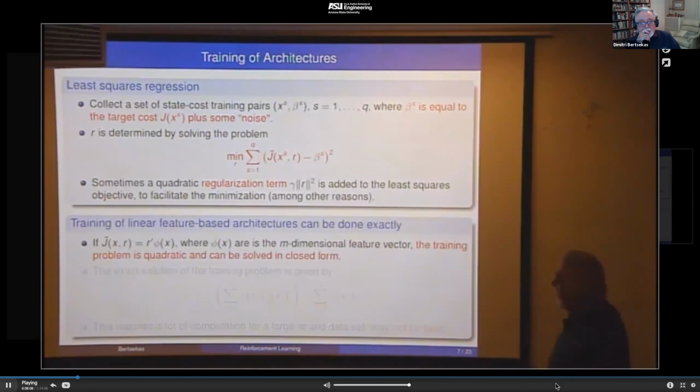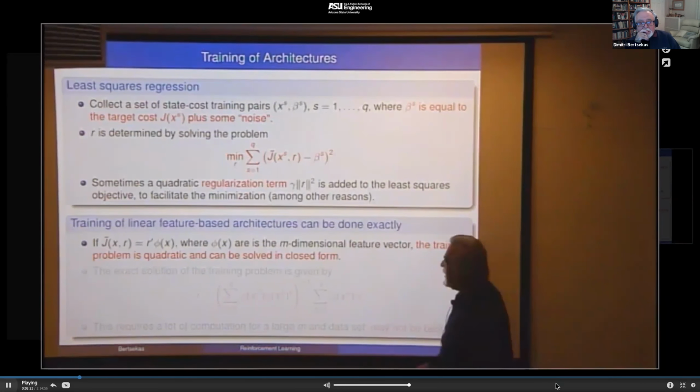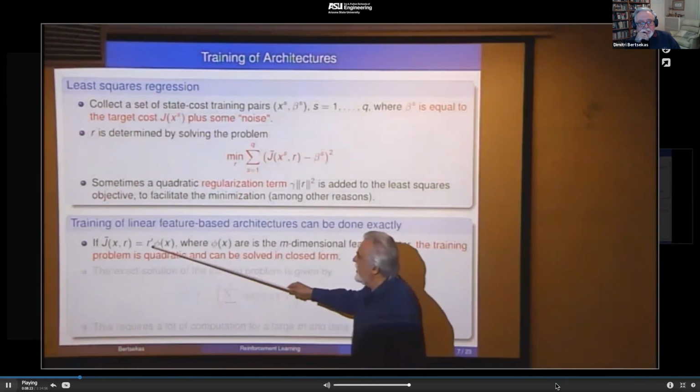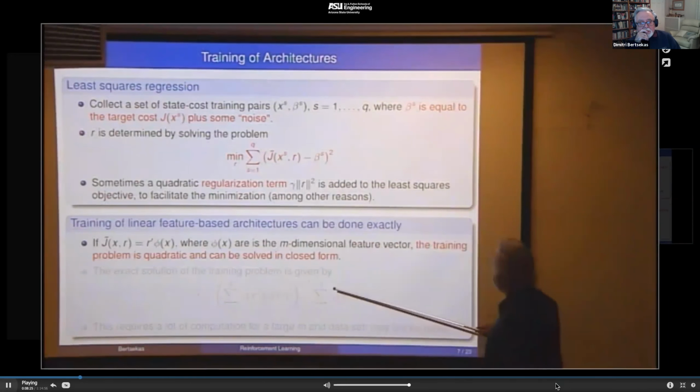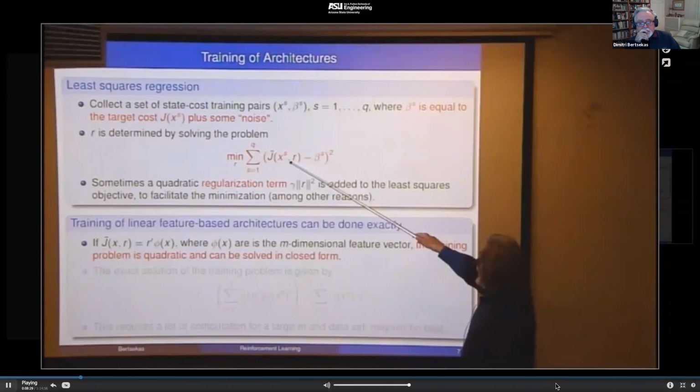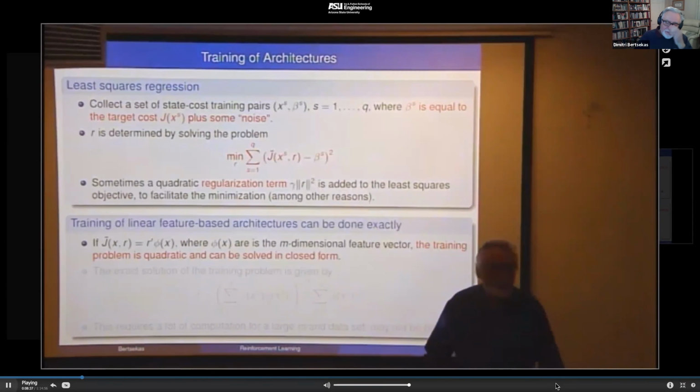Now, here's the nice thing about linear feature-based architectures. The training can be done exactly. This training problem can be solved in closed form. How so? Well, if we have this linear feature-based architecture, then this function here is linear in R, so this is quadratic in R. The cost function is quadratic in R, and quadratic problems can be solved in closed form.